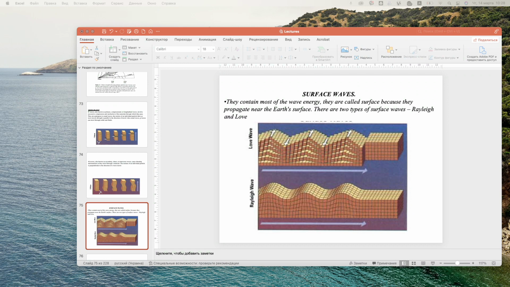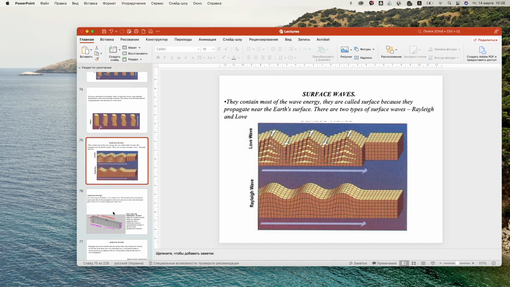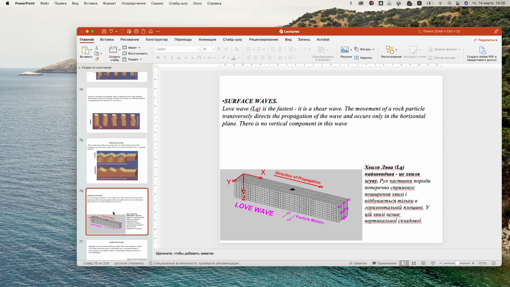First of all, those waves take place near the surface of our planet. So that is why it is so important for us to analyze their impact on our constructions. And here you can find how those waves are moving through the ground near the surface of our planet.